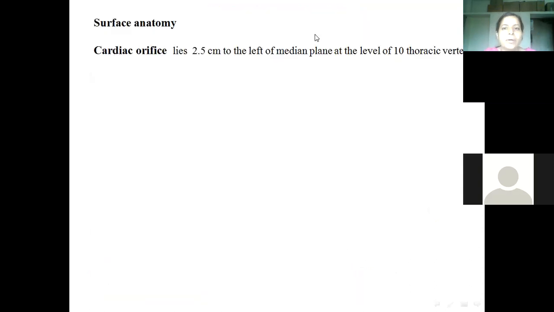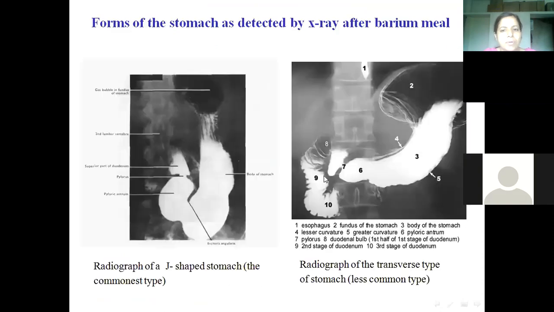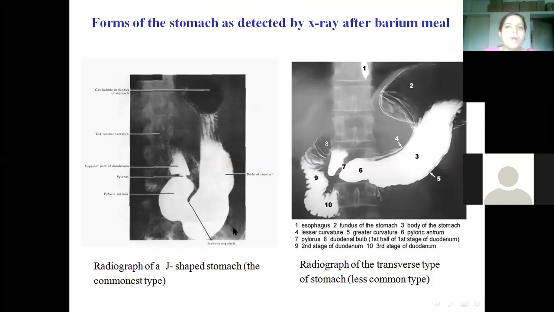Surface anatomy is not required, beta. Generally we do a barium meal, which is also kept in your x-rays. What does barium meal mean? We give the barium meal through the mouth. The barium is something like Colgate powder mixed in water. That is how the barium meal looks.